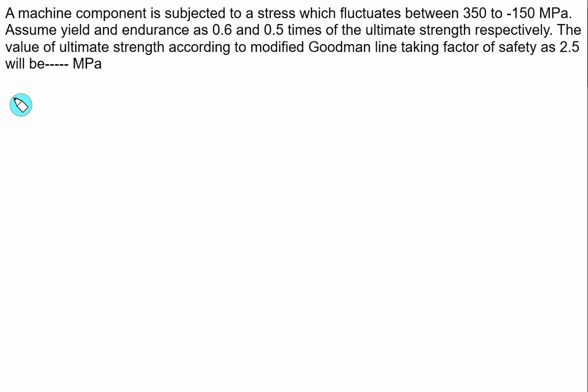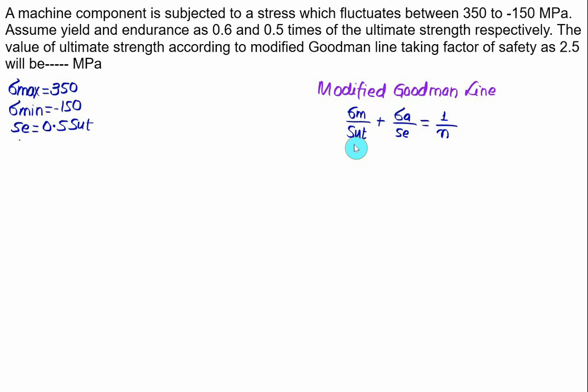So we have given the value of sigma max is equal to 350 megapascal, and we have given the value of sigma minimum, which is equal to negative, minus 150. And the endurance strength you have to take is equal to 0.5 times of SUT. In the modified Goodman line, we require SUT and SE, we don't require the yield strength. So we will not collect data for yield strength. We only require the value of SE. Factor of safety is also given. The factor of safety you have to take N is equal to 2.5.